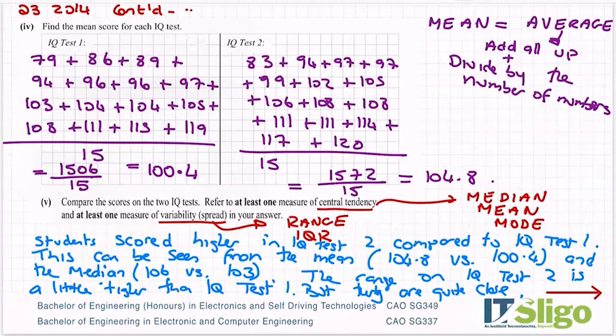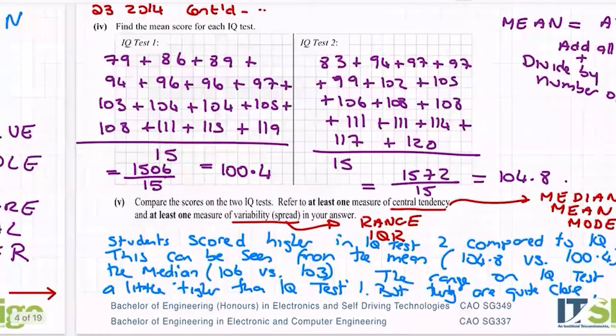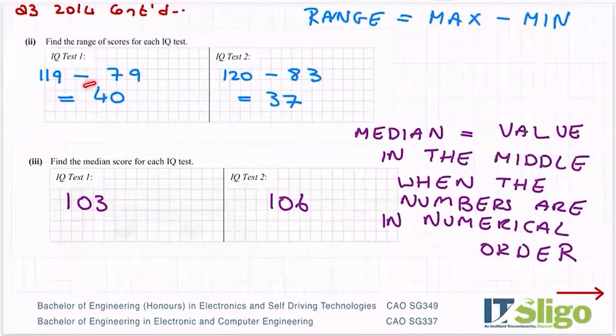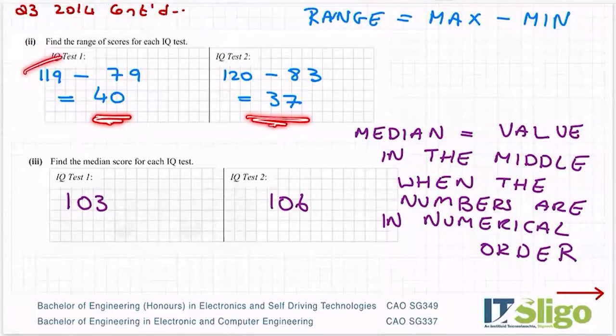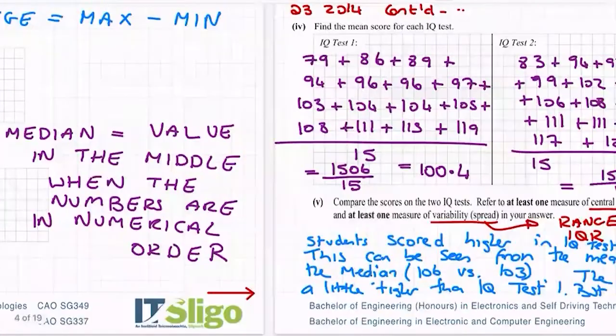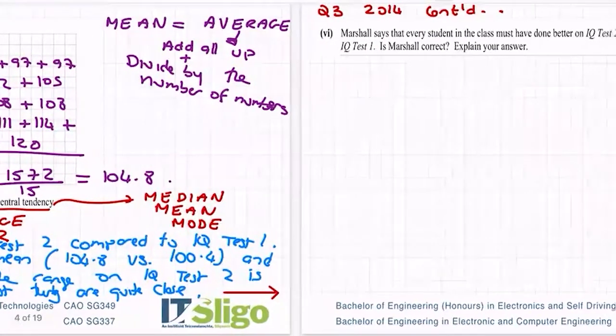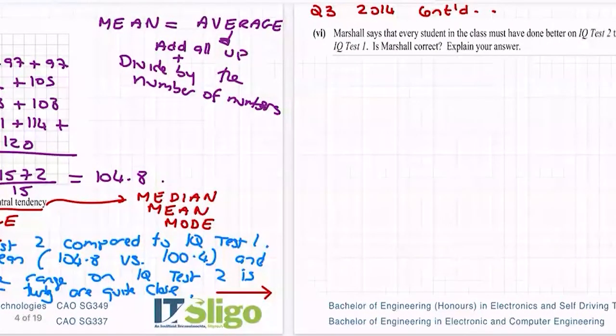You can say the scores in IQ test 1 are a little bit more spread out because it's got a value of 30, or its range is bigger. Or you would also have been perfectly okay saying the range was very similar, because when you're scoring up in the 119s, a difference of 3 doesn't matter that much. Okay, so that was part 5.